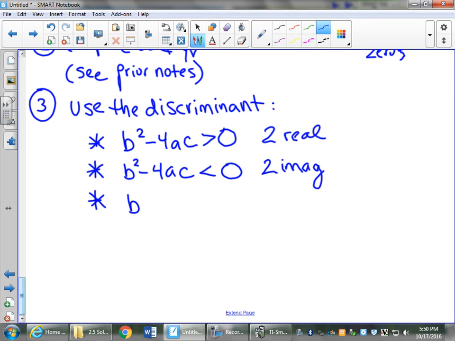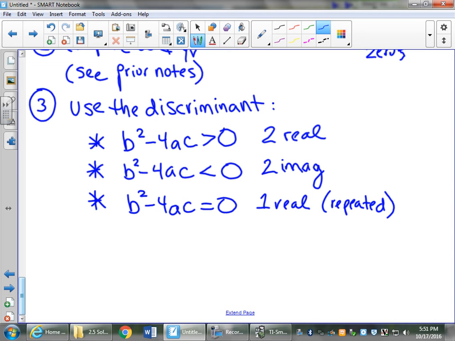In the last case, if you get b squared minus 4ac is equal to 0, so you get 0 under the radical, if you were to do the whole quadratic formula out, it's plus or minus the radical, and you can't have a positive 0 and a negative 0. They're the same thing, so that's going to lead to a repeated solution. Okay, so that would be one real solution, but it counts twice. So it would still technically have two zeros, but it would be one distinct value.